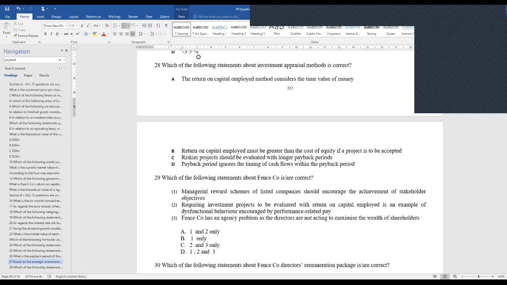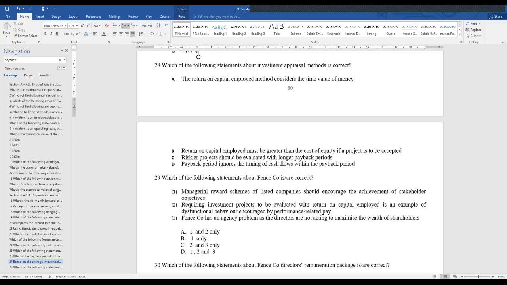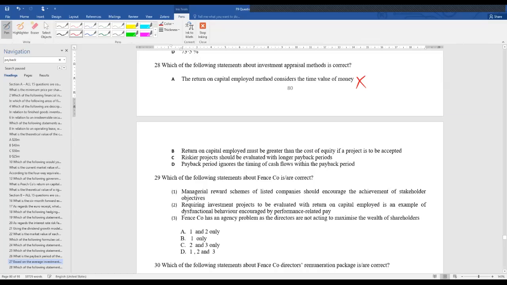So this question being asked, which of the following statements about investment appraisal methods is correct? Return on capital employed considers the time value of money. It doesn't. We have not done any discounting so far. Therefore this is not correct. Return on capital employed must be greater than the cost of equity. We have not done any comparison with cost of equity so far. So that is not correct.